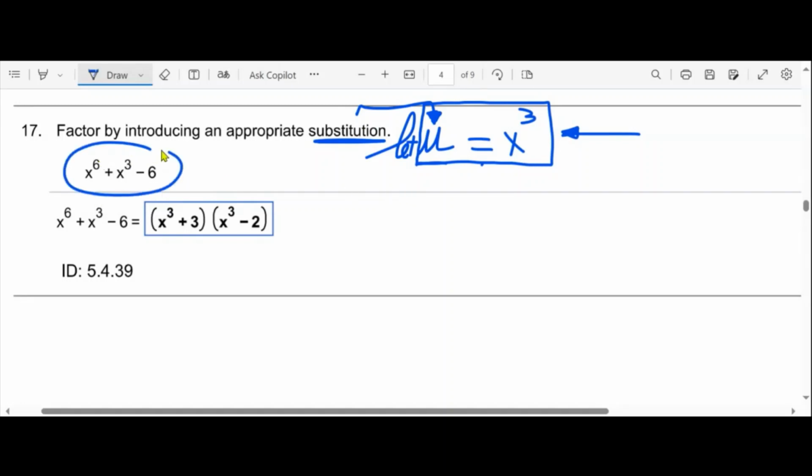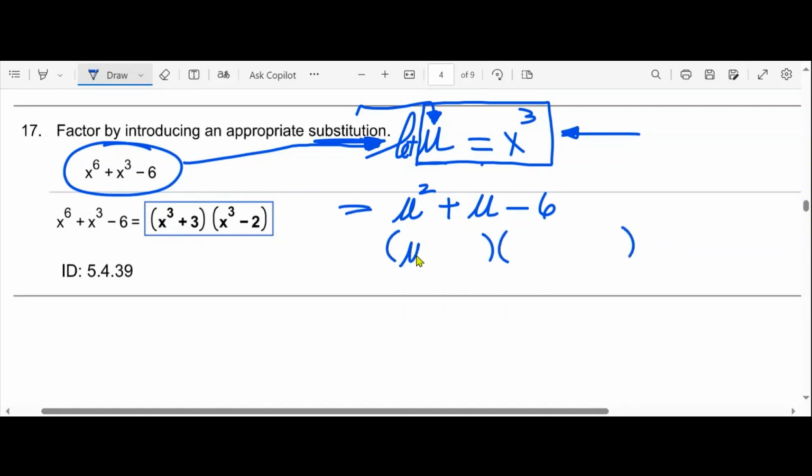So the best thing to do is what? To let x cubed equal what? U. So I have u squared plus u minus 6. Okay. Now I can easily factor this. It's going to be what? U, and the 3, minus 6. Minus 2, 2 times 3. Plus, right? Minus. Yes. So that's the answer.